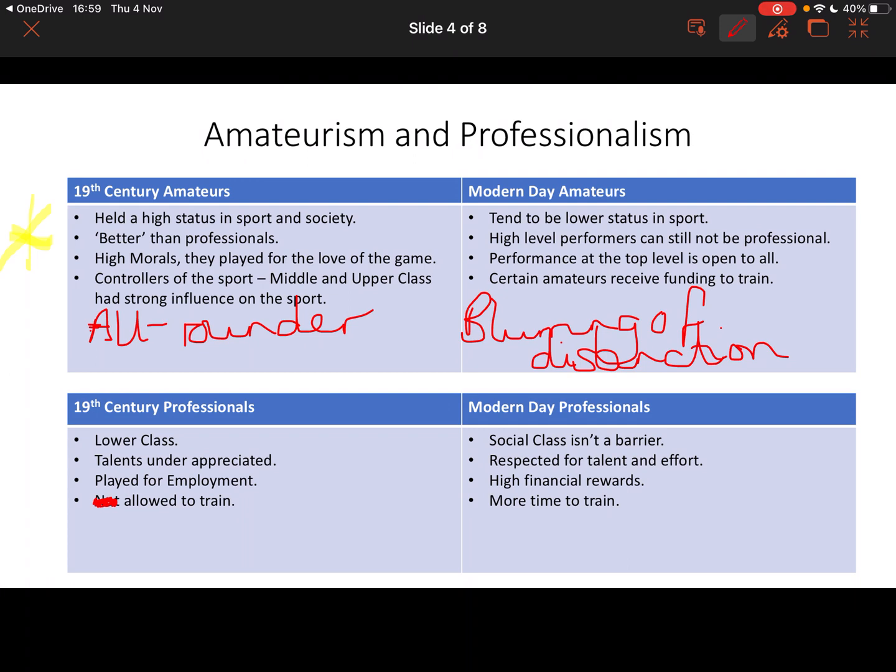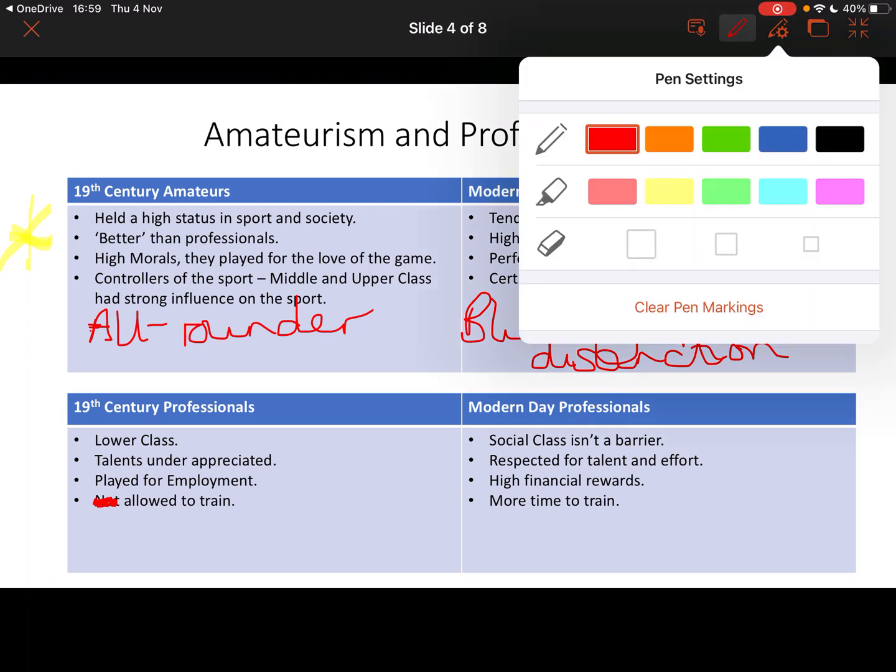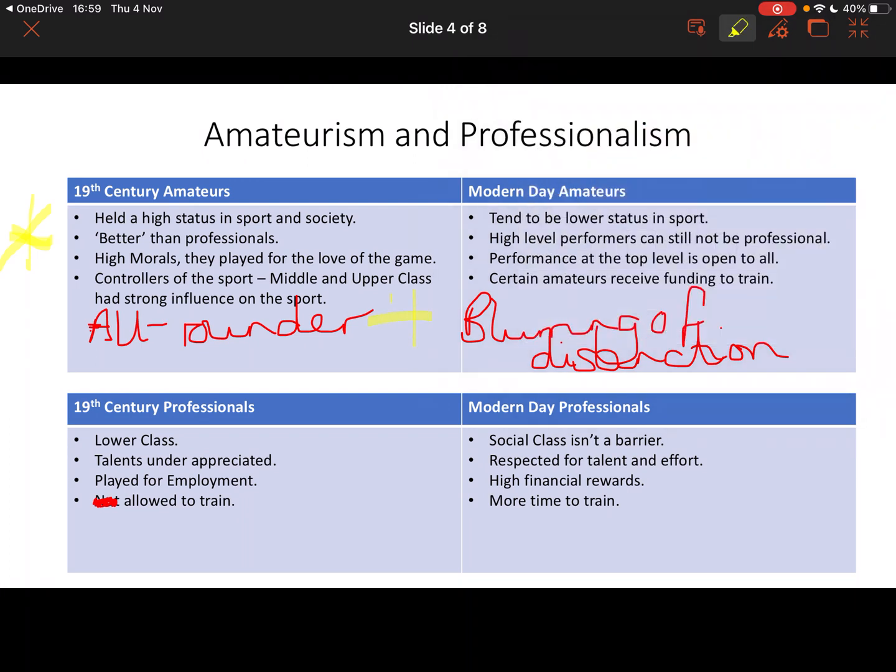but also if you look, the main thing to talk about in terms of year 13 is this top left-hand box here. That is the 19th century concept of amateurism.